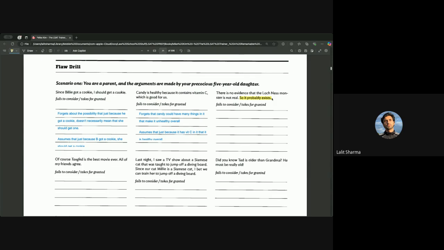Yeah, so it probably exists. Okay, and the reason? Because there's no evidence that it does not exist. So basically, we don't have evidence that it's not there, so it must be there. Okay, think about it again. Do you think that that's a good reason?